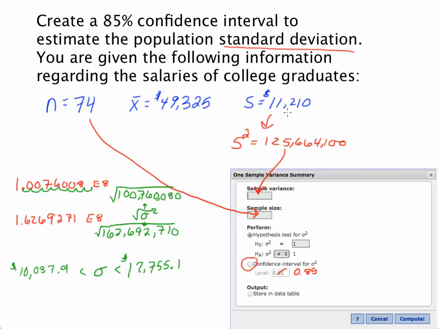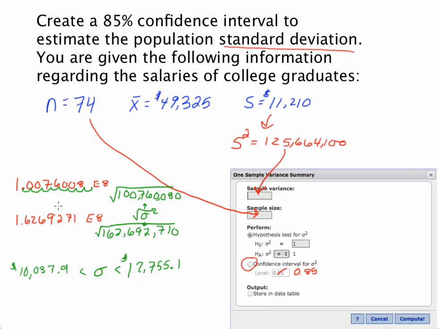Now what I found is the most confusing part about these problems in general is realizing that we need to square the value of the standard deviation to put that in for the variance. Then what makes this problem extra confusing is that we had scientific notation. So this was telling you 1.007 and so forth times 10 to the 8th power. So move the decimal point 8 to the right.